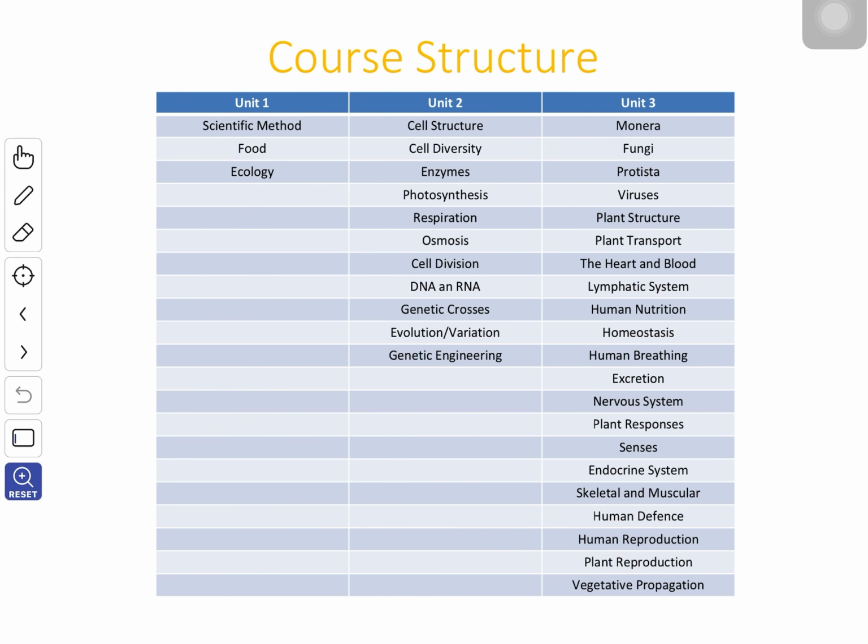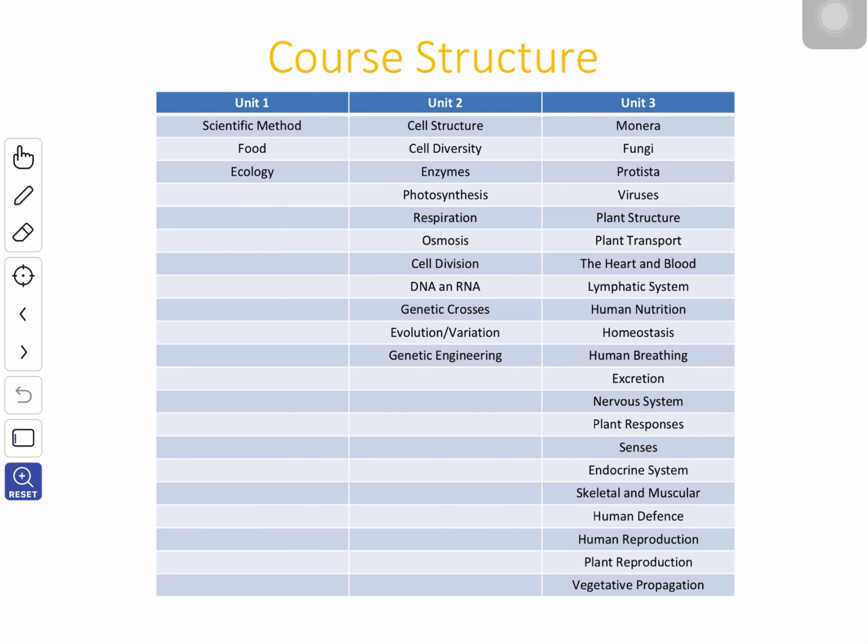So if we have a quick look there, you can see just glancing at it that Unit 1 is considerably smaller than Unit 2 and Unit 3. So Unit 1, the only topics that are part of that is the scientific method, food and ecology. Unit 2 has things like photosynthesis, respiration, DNA, RNA, genetics, and then Unit 3 is everything to do with plants and animals. So it's much, much bigger than the other 2 units.